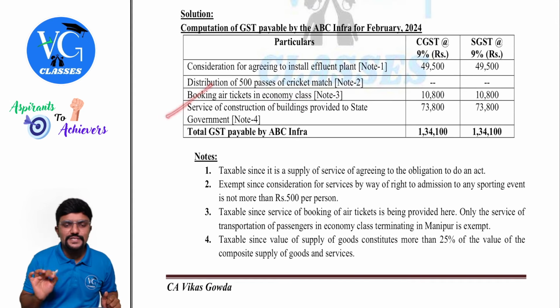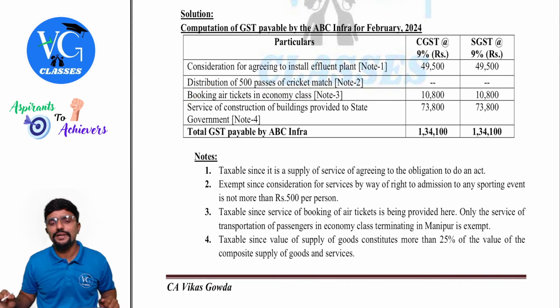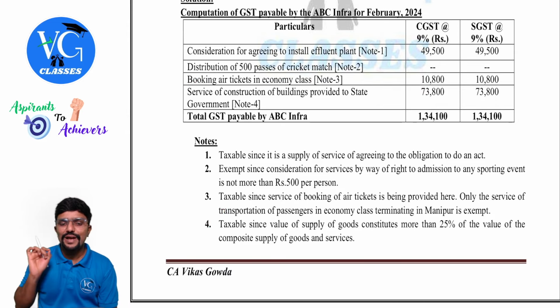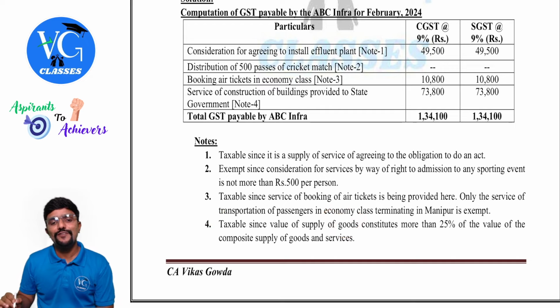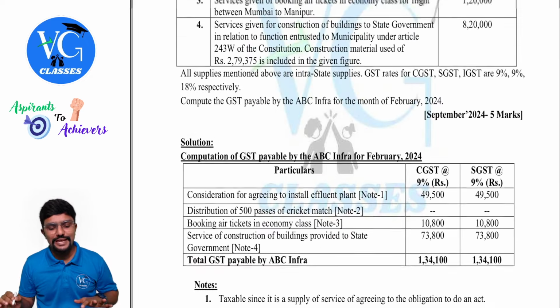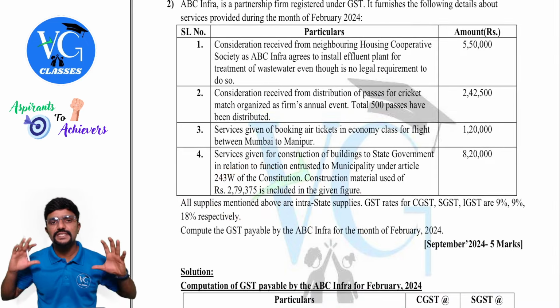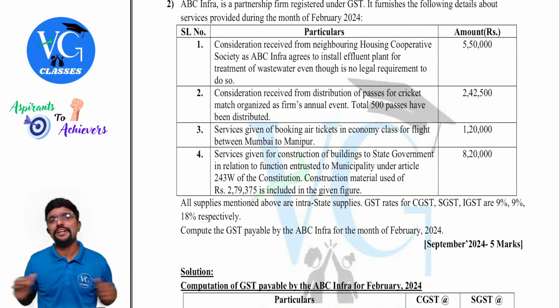Next, service of construction of building provided to state government. Is it taxable? Yes. You can see here. Taxable since value of supply of goods constitutes more than 25% of the value of the composite supply of goods as well as services, guys. So you can divide 2,79,375 by 8,20,000. It is more than 25%.